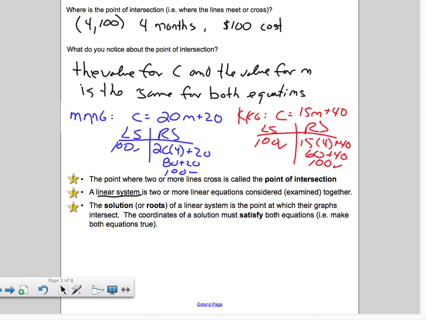No other point does that. No other combination of C's and M's will satisfy both of those equations, will make both equations true. Only that one point. Okay. Any questions on this? It has huge application points, values as we see. This is one example.